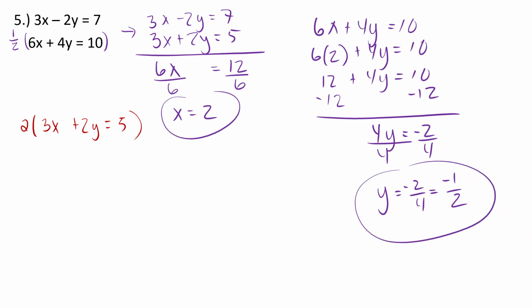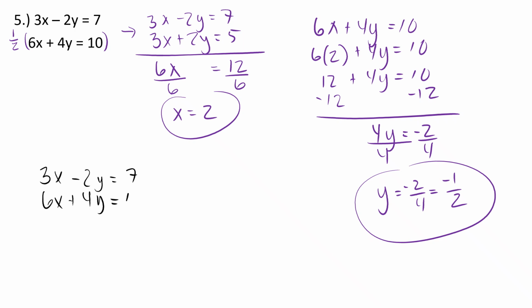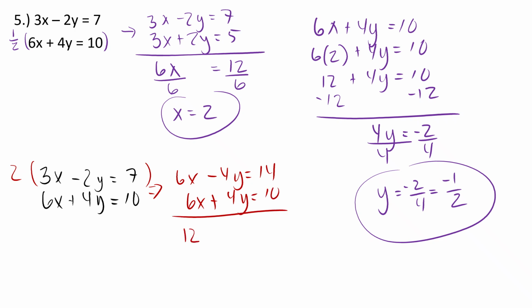Now, you could have done that in any number of other ways. So what I would expect most students to have done, if I were assigning this problem to my students, is to have taken the top equation and multiplied that by 2. And that will give us 6x minus 4y equals 14, and 6x plus 4y is equal to 10. We get 12x plus 0 equals 24. And oh, look, it's the same answer. x is equal to 2.